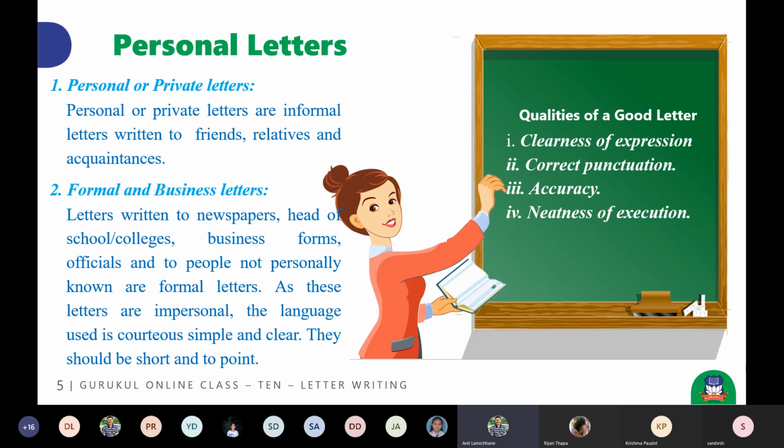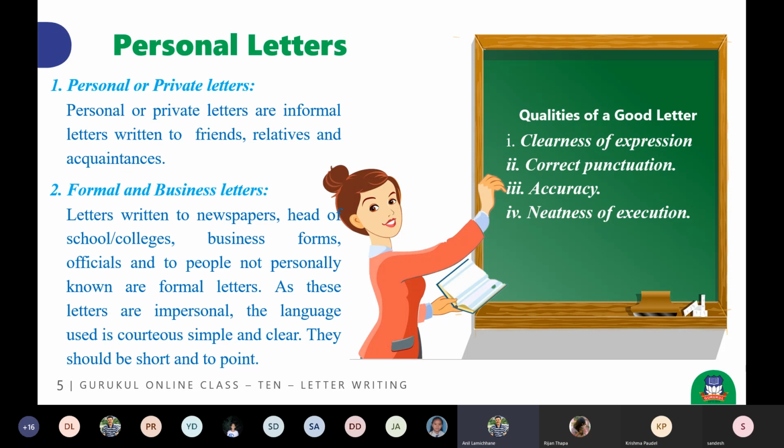So informal letters are personal, but formal letters are impersonal. These are impersonal, not personal. Even so, the language must be very courteous, polite, formal language, and what one wants to convey must be clear. Okay? That was informal and business letter types.